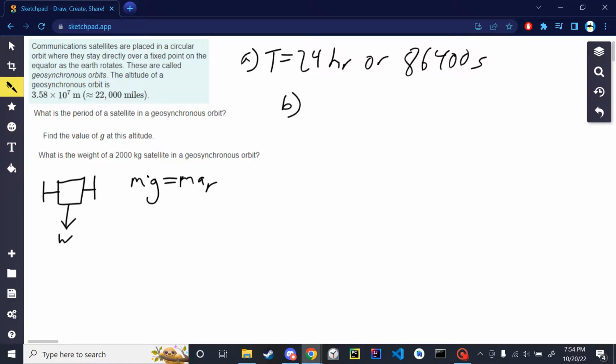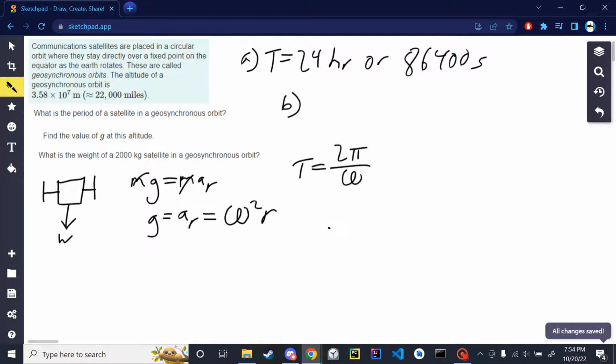And now we can isolate G. Mass is going to cancel out. So all G is going to be our radial acceleration. Radial acceleration is going to be equal to our angular velocity squared times r. And using our period that we calculated before, we can find angular velocity because period is equal to 2 pi divided by angular velocity. So angular velocity is equal to 2 pi divided by the period. So we can plug that into this equation over here.